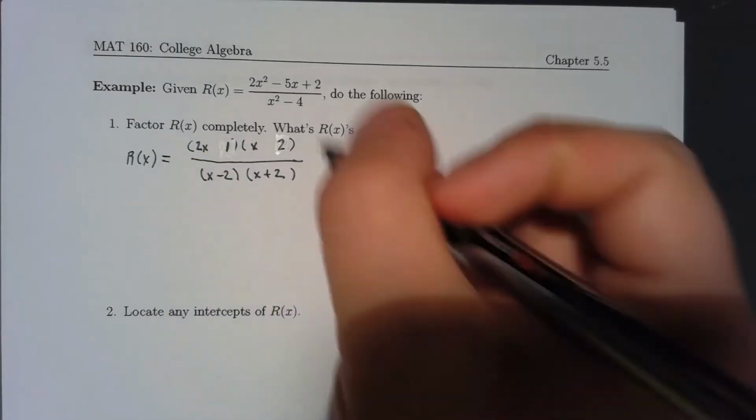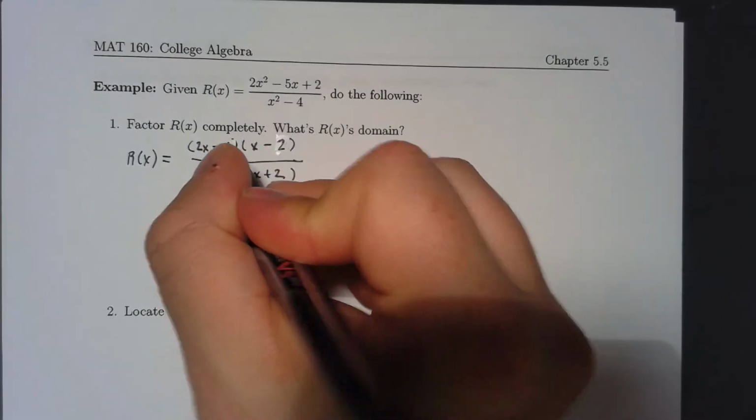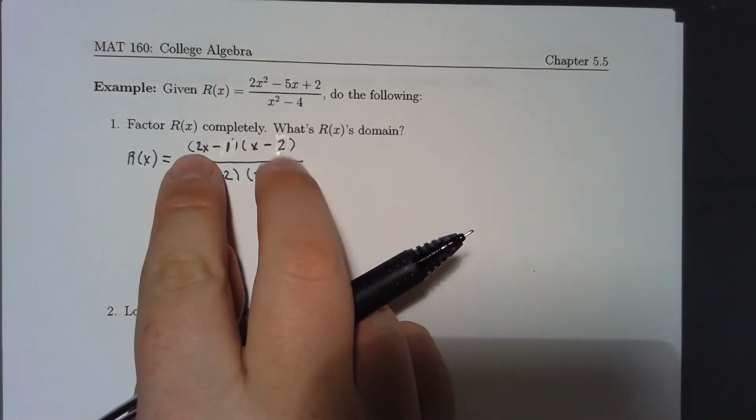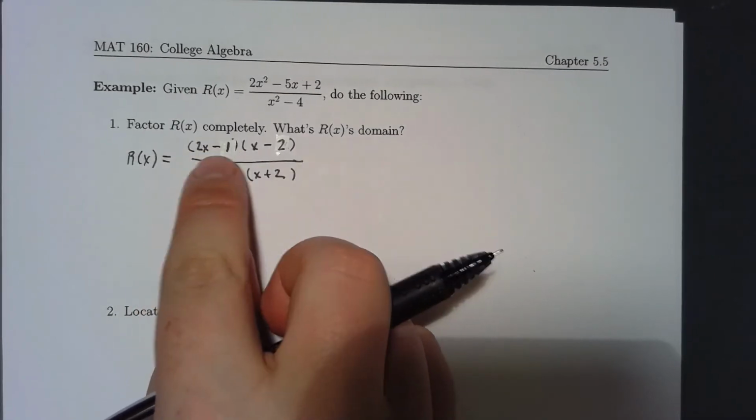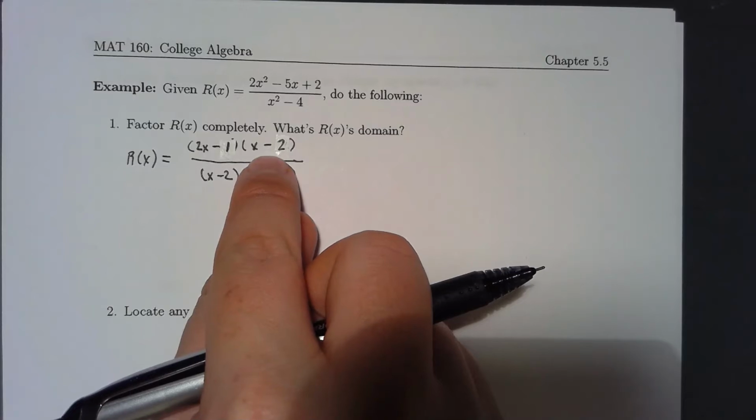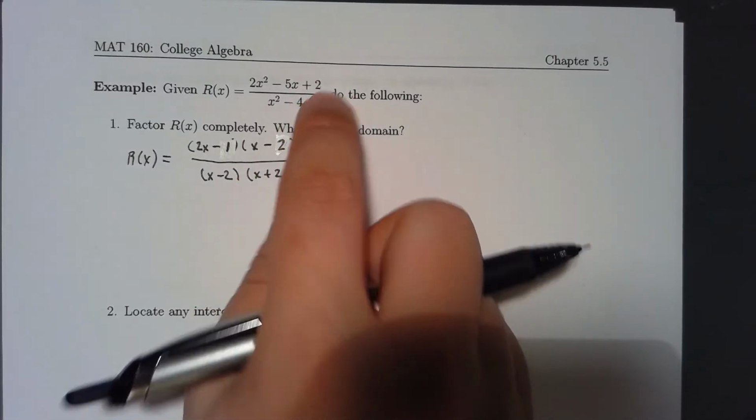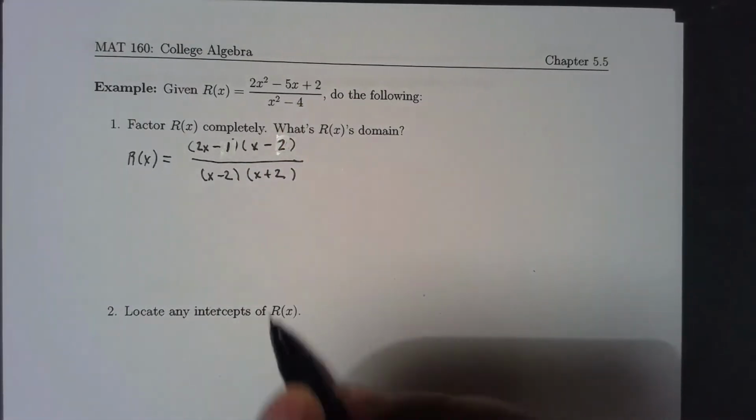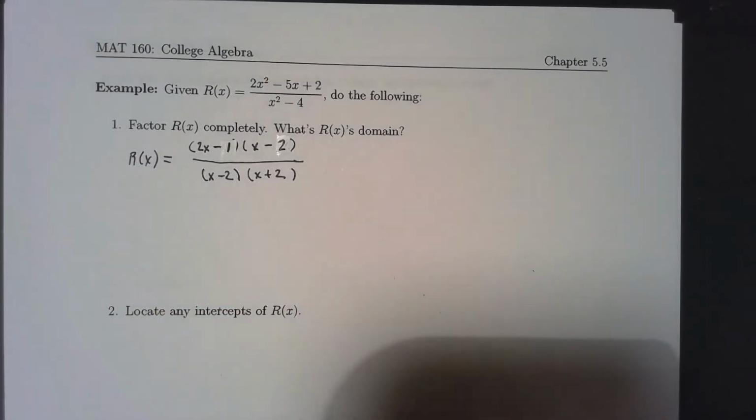So this is going to be negative and negative, right? 2x times negative 2 is negative 4x. Negative 1 times x is negative x. That gives you negative 5x. Negative 1 times negative 2 is positive 2. The denominator factors to be x minus 2, x plus 2.